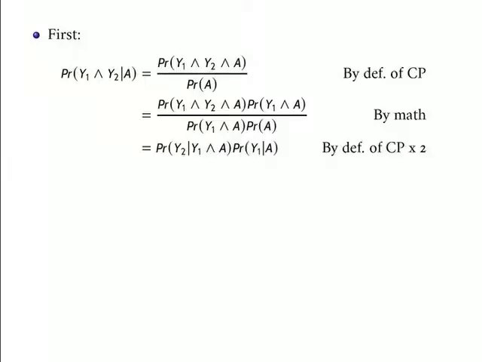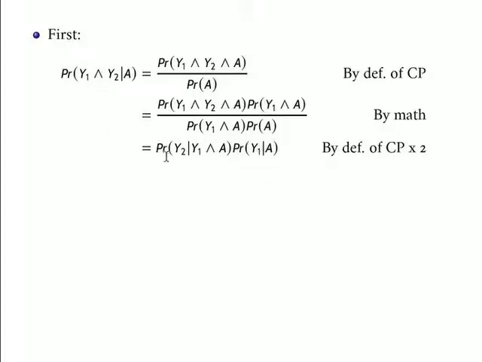And now we apply the definition of conditional probability again, but in the reverse direction. So we apply the definition of conditional probability to the fraction of the probability of y1 and y2 and A over y1 and A to get this first term. Then we apply the definition of conditional probability to the fraction of the probability of y1 and A over the probability of A to get the second term.